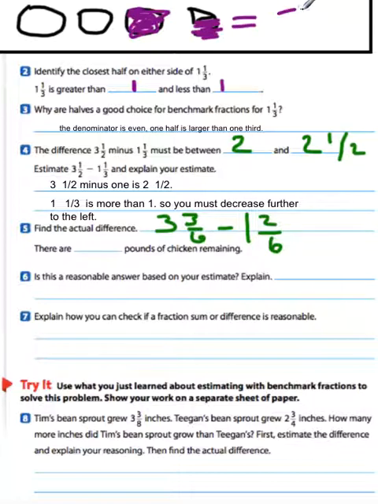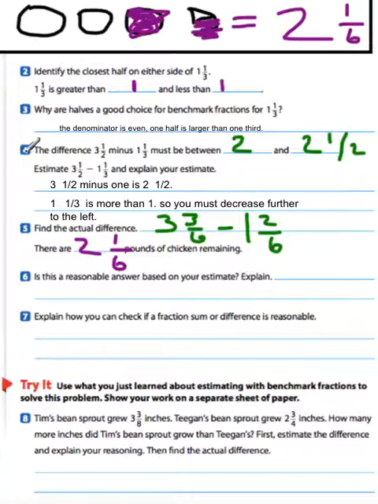So what are we left with? What haven't we gotten rid of? We have 2 whole pizzas. We have 1 piece, and that piece was 1/6 in size. So that tells us that there are 2 and 1/6 pounds of chicken remaining. And is that reasonable based on our estimate?